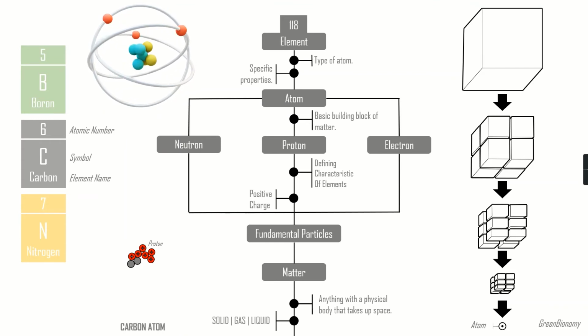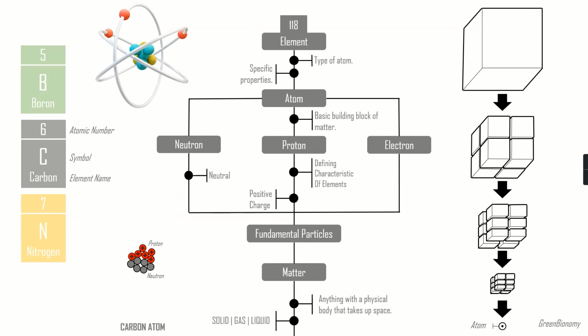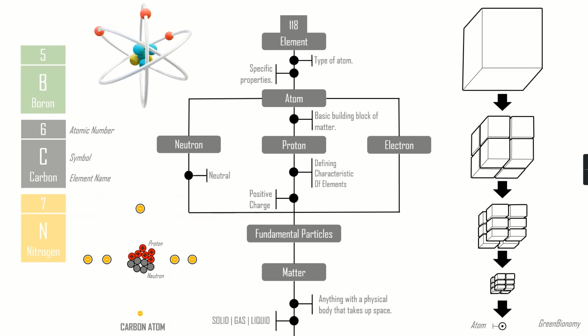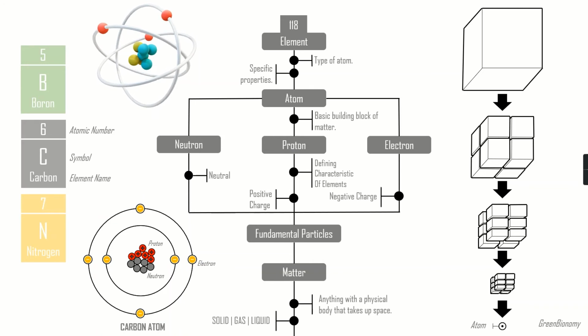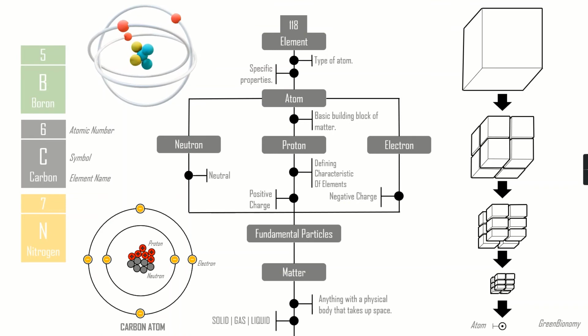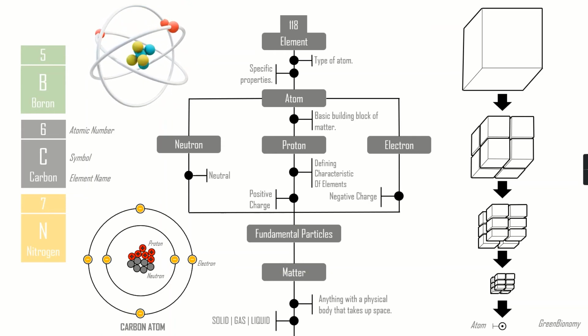Now, with the proton in the center, you will have the neutron. The neutrons, as their name indicates, have a neutral electrical charge. They are not charged. All right, and around them, you will have the electrons buzzing around with a negative charge. These charges are kind of important because basically the positive and the negative attract each other, and that's why the electrons don't go flying somewhere else. They're attracted by the center because the protons are positive and the electrons are negative.